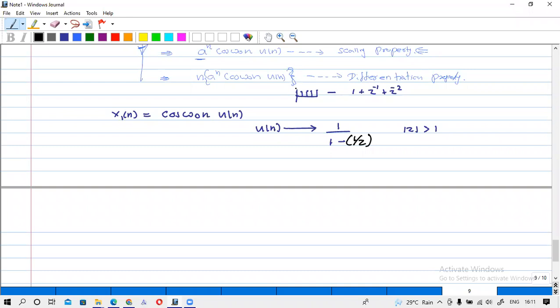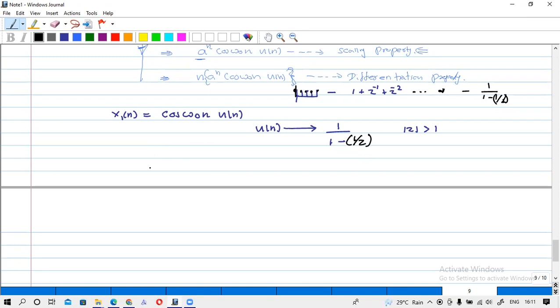So here we have 1, 1, 1, 1. Here 1 is at 0, so that we have 1. Here 1 is at -1. Here 1 is at -2, and so on up to infinity. So you will have 1 minus 1 by z, so you will have this.